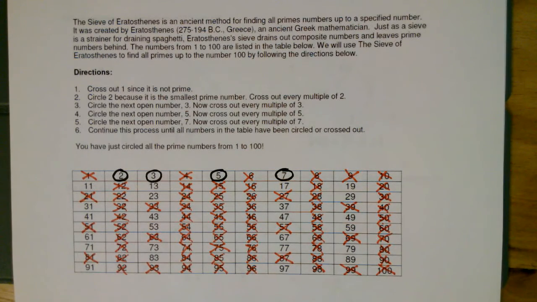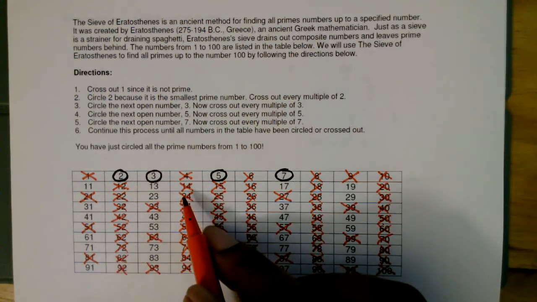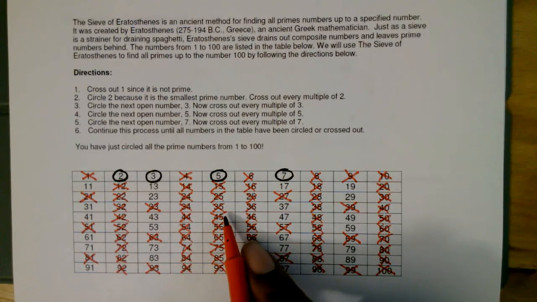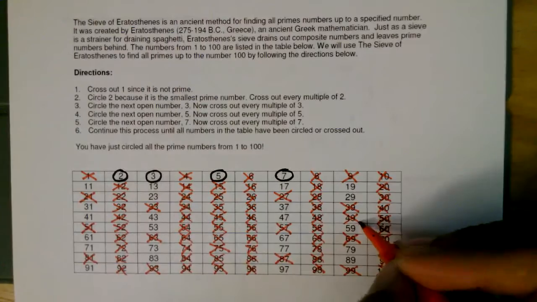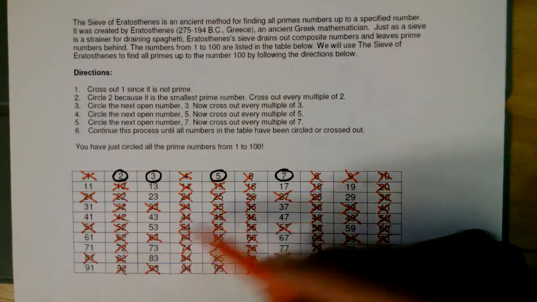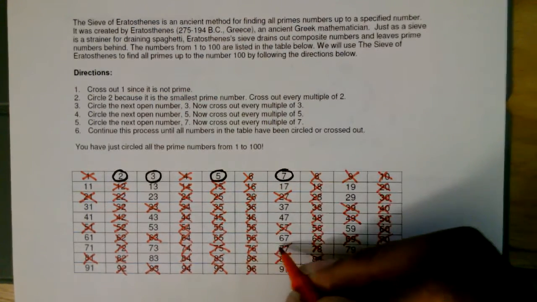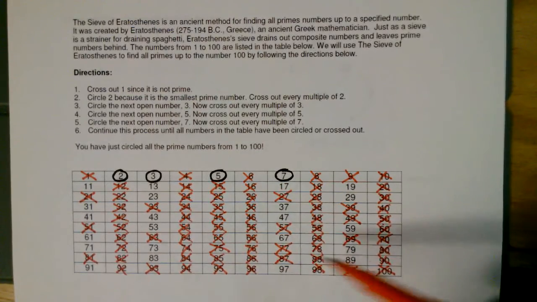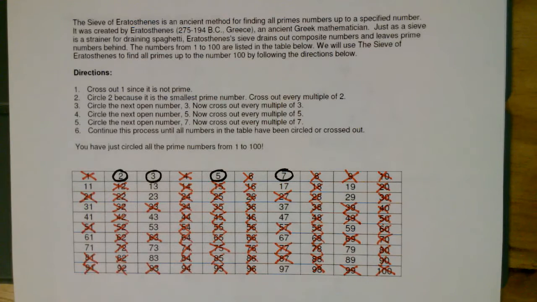And we eliminate every multiple of 7. Let's see. 7, and then, well, 14 is gone. 21 is gone. 28 is already gone. 35 is gone. 42 is already gone. 49, we can cross that out. And then 56 is already gone. 63 is already gone. 70 is already gone. 77 is a multiple of 7. We can cross that out. 84 is already gone. Plus 7, 91, we can cross that out. 98 is already gone.